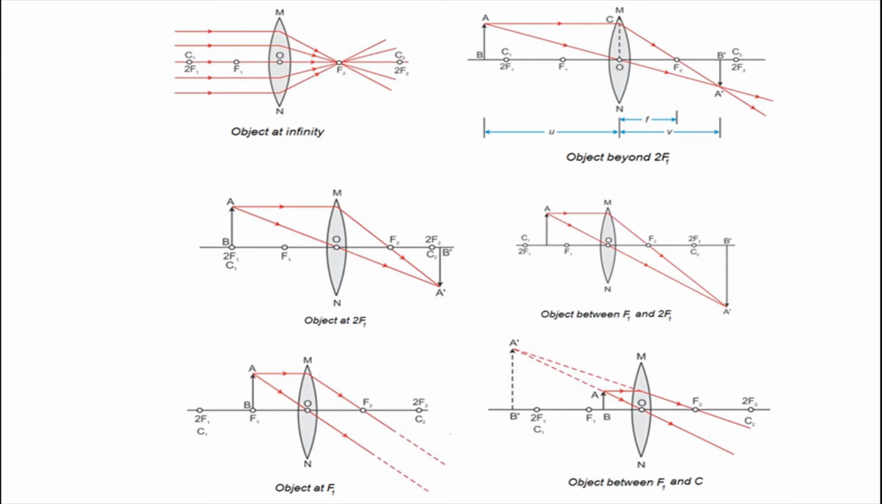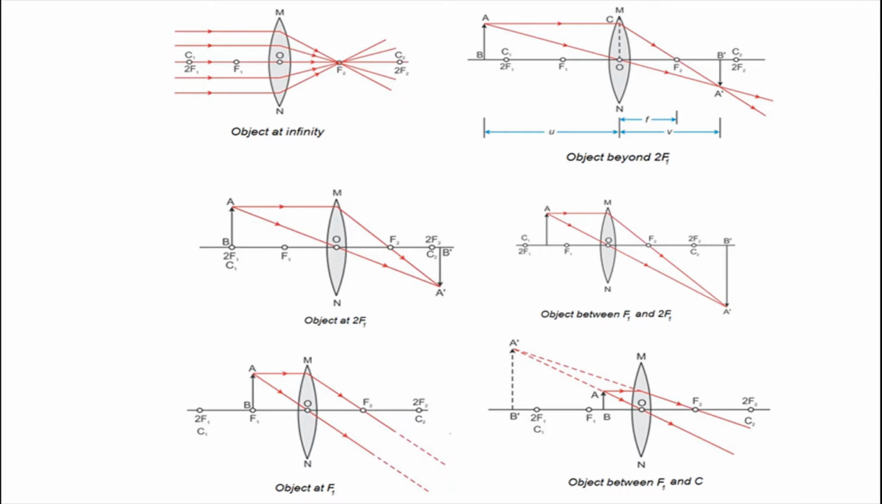Alright, so what kind of images are formed by a convex lens? If the rays are coming from infinity, very far away, in that case they form a point image. They meet at one point, which is called the focal point.